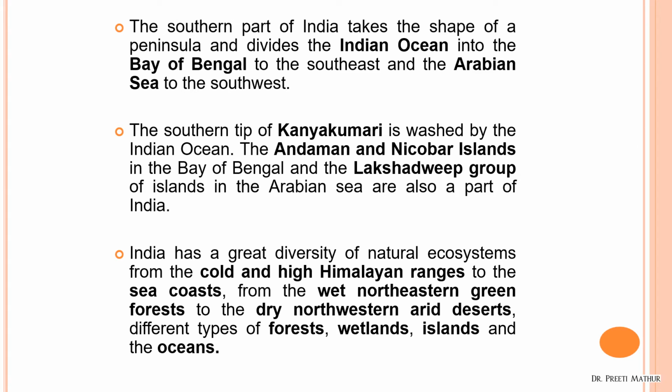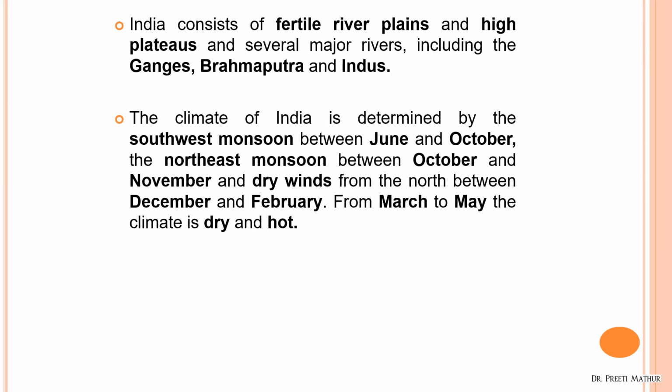India has a great diversity of natural ecosystems, from the cold and high Himalayan ranges to the sea coasts, from the wet northeastern green forest to the dry northwestern arid deserts. Different types of forest, wetlands, islands, and the oceans. India consists of fertile river plains and high plateaus and several major rivers, including the Ganges, Brahmaputra, and Indus.